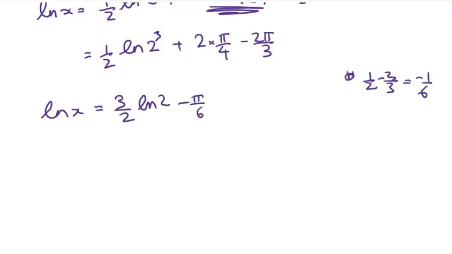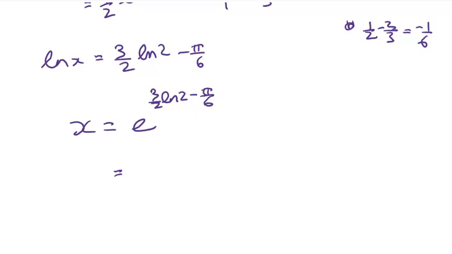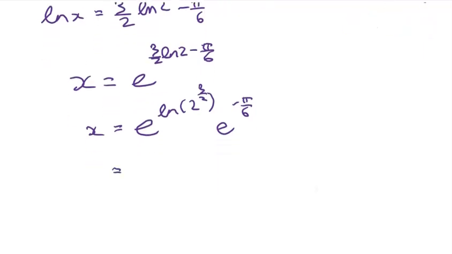Given that we're not asked for an exact value, you can go and bung that in your calculator if you want to. But if we're going to get an exact value for it, there's some good practice at working with exact values of e to the power of things here. So we've got x is equal to e to the ln 2 to the 3 over 2 times e to the negative pi on 6. That works out to be 2 to the 3 on 2 is 2 root 2 e to the negative pi on 6, which is 1.68 to 3 significant figures.